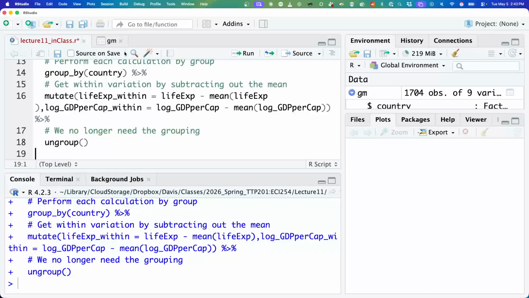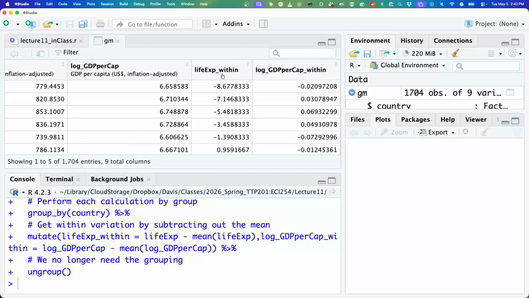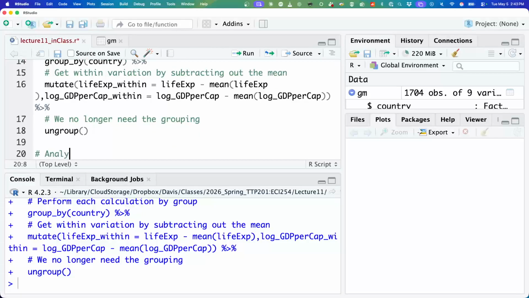So you can run this. And what we will see in this Gapminder data set is I now have 2 extra variables, or actually 3. We have the logged version of the GDP per capita. We have our life expectancy, and then we have life expectancy within each group, and then that's demeaned, and the log GDP per capita that is demeaned for the values within each group.